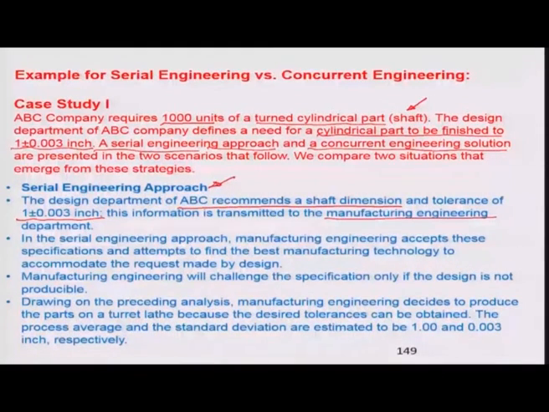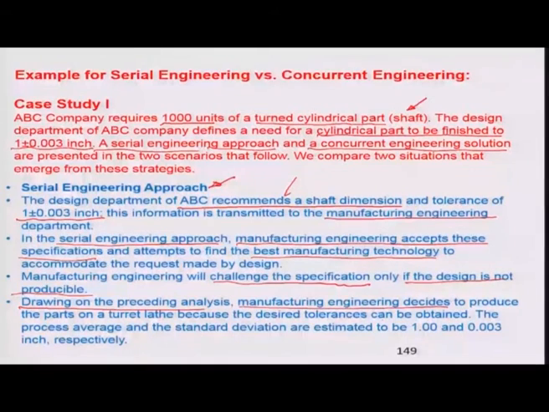Obviously, in this serial engineering approach, manufacturing engineering accepts these specifications and attempts to build the part, trying to find the best manufacturing technology to accommodate the request. They can only challenge the specification set by the design department if the design is not compatible and producible on one of the machines they have. Drawing on the preceding analysis, manufacturing engineering decides to produce the parts on a turret lathe, which they already have, because whatever tolerances the design desires can be easily implemented.